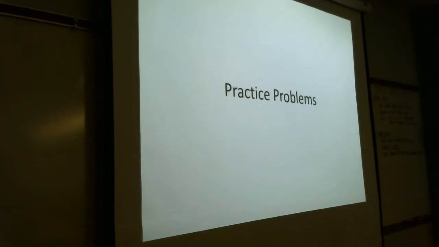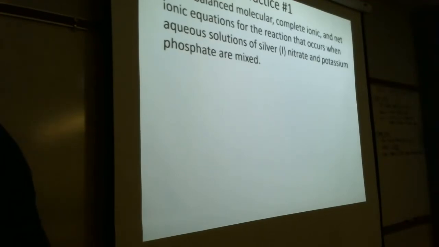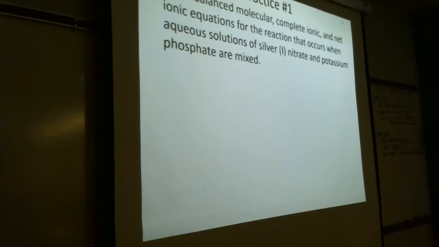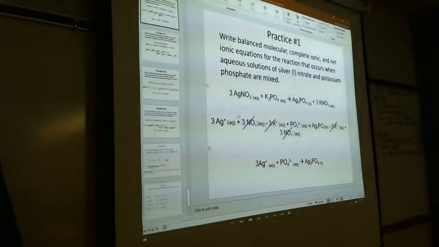Okay. So let's do a few practice problems. Write balanced molecular, complete ionic, and net ionic equations for the reaction that occurs when aqueous solutions of silver 1 nitrate and potassium phosphate are mixed. I'm going to pause the recording while you work on that. Let's resume and go over this problem.